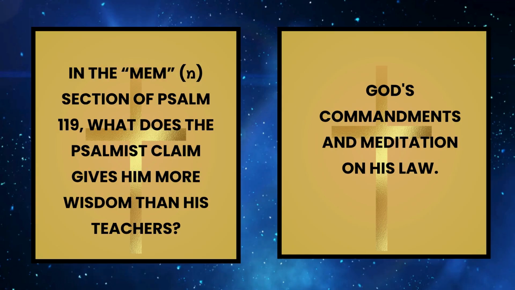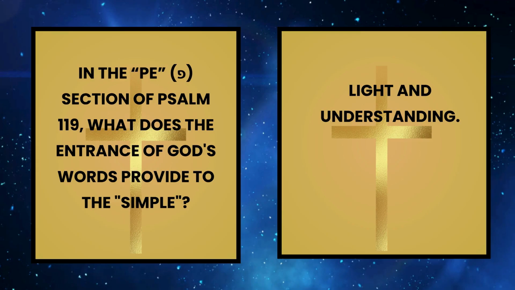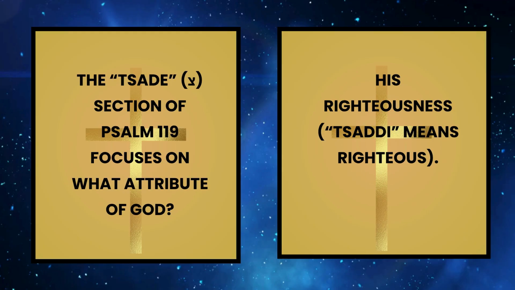In the Mem section of Psalm chapter 119, what does the psalmist claim gives him more wisdom than his teachers? God's commandments and meditation on his law provide greater wisdom. In the Pe section of Psalm chapter 119, what does the entrance of God's words provide to the simple? It provides light and understanding. The Tsade section of Psalm chapter 119 focuses on what attribute of God? It focuses on his righteousness, as Tsade means righteous.